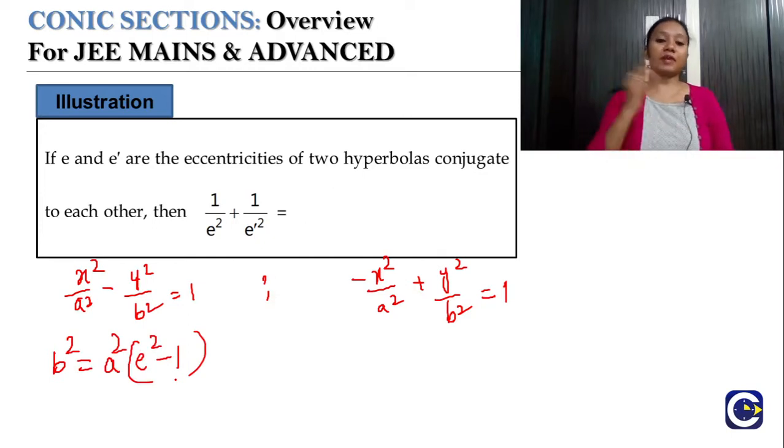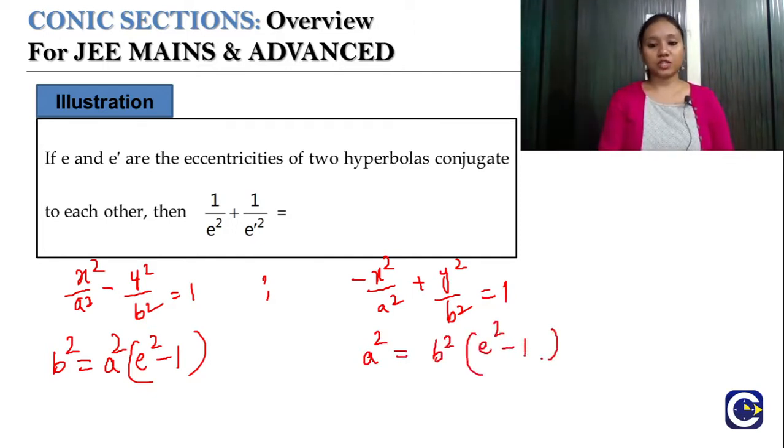Whereas for my conjugate hyperbola, it is obvious that the relation will change places here. That means a square is equal to b square into e dash square minus 1, where I am considering the eccentricity as e dash. Yes or no? So from here, can I get a relation between e square and e dash square? You can, right? Let's rewrite and see. So b square by a square is equal to e square minus 1.